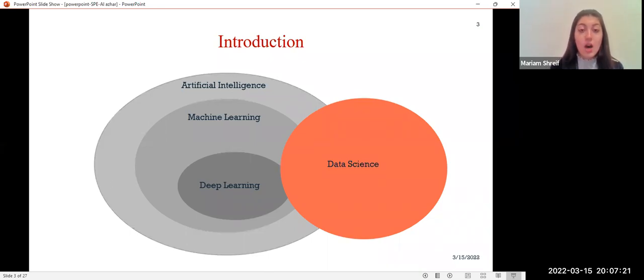Now, AI, machine learning, deep learning, and data science are interconnected. Why? Because when we talk about data science, we're using statistical and mathematical methods, along with AI and machine learning algorithms, to analyze data or big data in order to come up with predictions. But of course, data science is not limited to statistical methods and machine learning algorithms. It covers the whole spectrum of data processing.